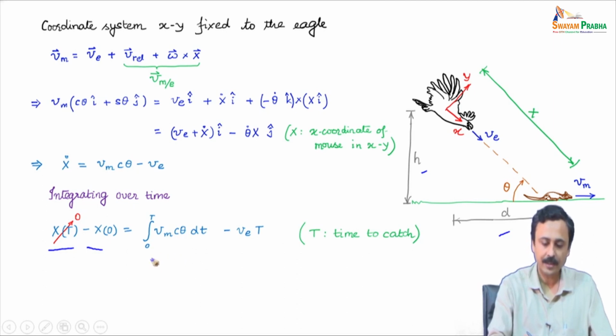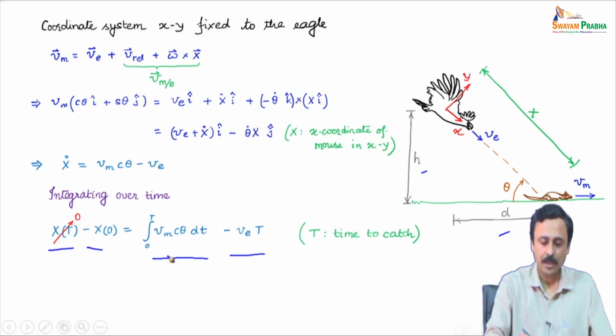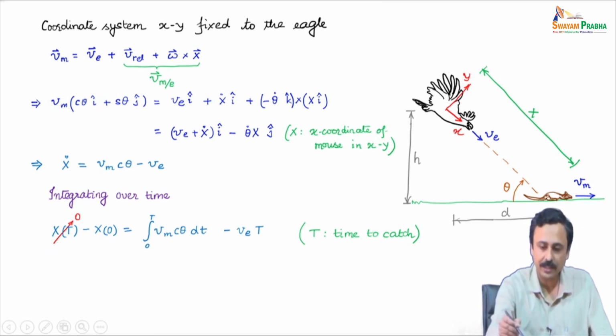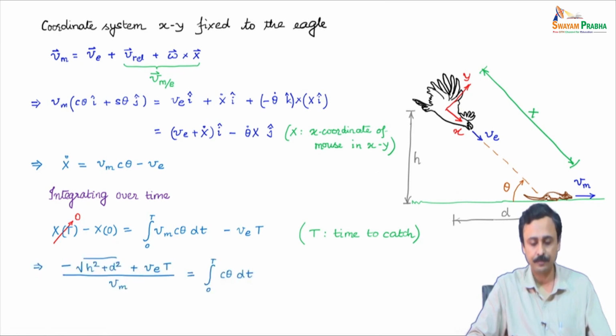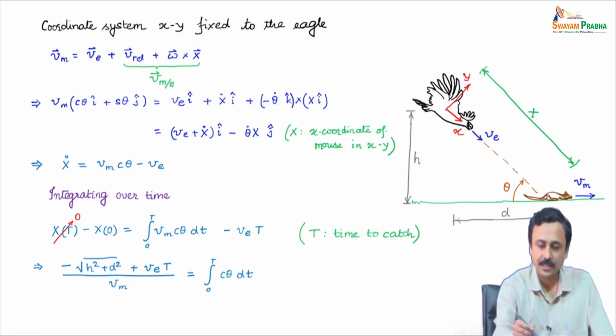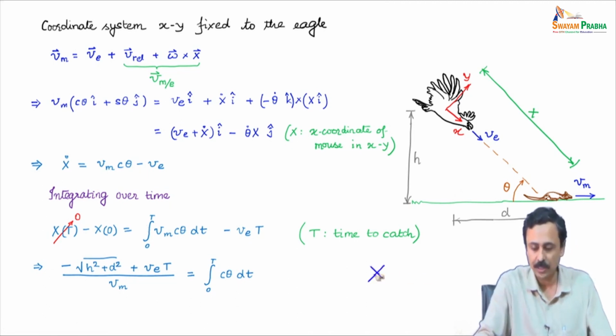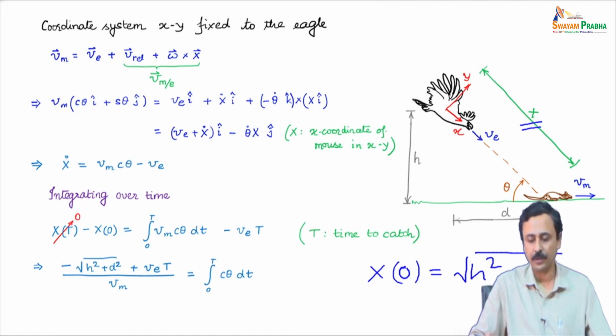On the right hand side, I have this integral. V e is a constant, therefore that integration is easy to do. But I have cosine theta sitting inside the integral, and the variation of theta is not known to me. Let me keep it as it is. I have used this x 0. Remember, x 0 is this length x at time t equal to 0, when the eagle has just seen the mouse, and that must be equal to the square root of h square plus d square.